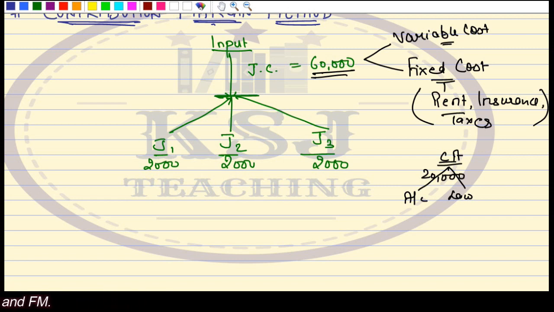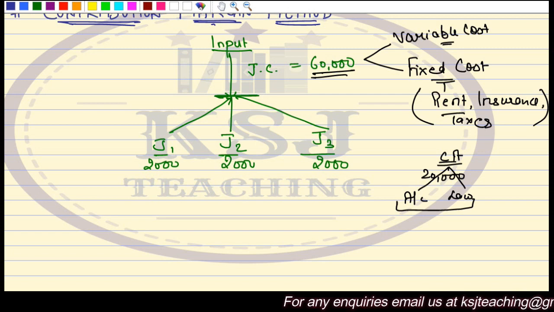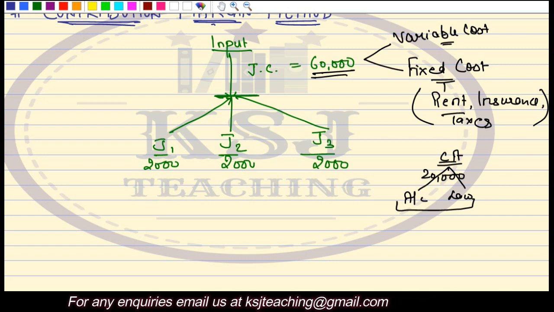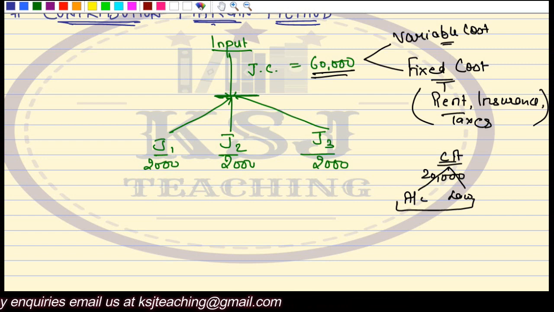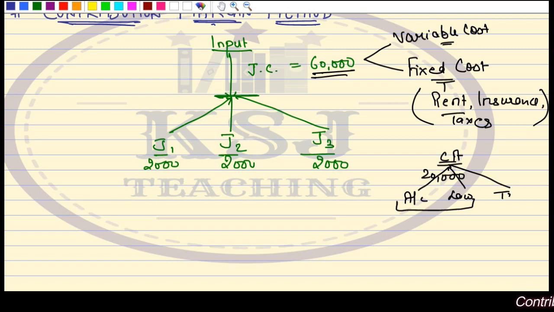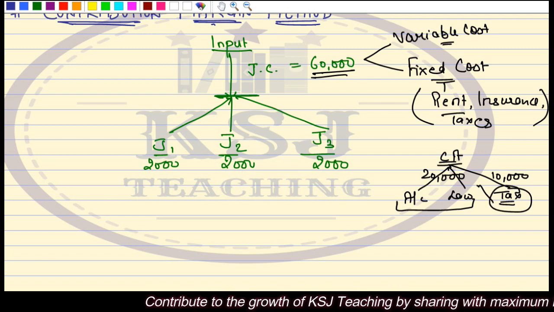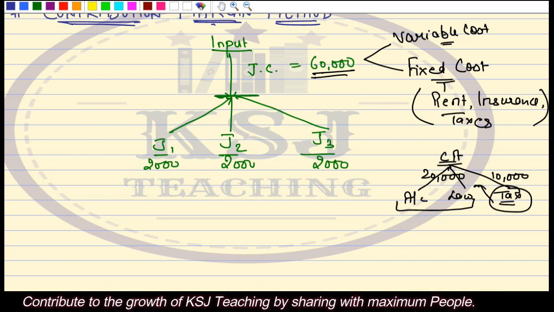Clear? Now, after a few months, you decided that you need the coaching for taxation also, right? After say 15-20 days or 30 days or 1 month, you realized that taxation is a little bit tough subject. I will not be able to do it on my own, so I'll need the coaching, right? So you join the tax 10,000. Obviously, sir, for this third subject, you will pay some extra cost. This is the variable cost, right?